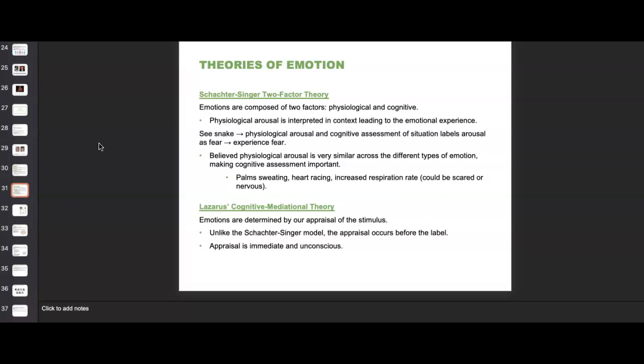And the last model or theory of emotion is that emotions are determined by our appraisal of the stimulus.